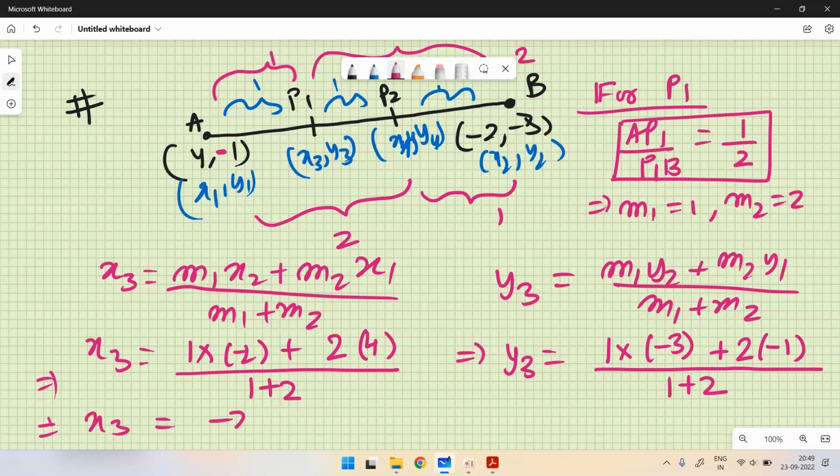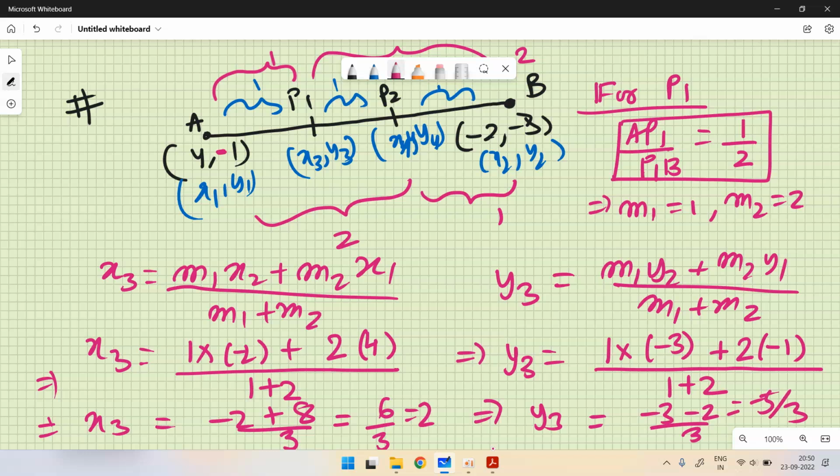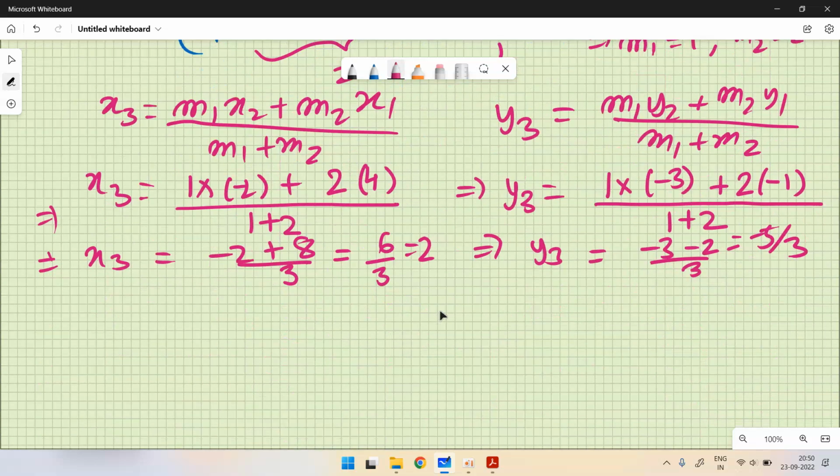X3 equals minus 2 plus 8 by 3, sorry, 8 by 3, equals 6 by 3 equals 2. And which implies that for Y3, this is minus 3 minus 2 by 3, minus 5 by 3. So what are the coordinates of point P1? The coordinates of point P1 are 2 comma minus 5 by 3.